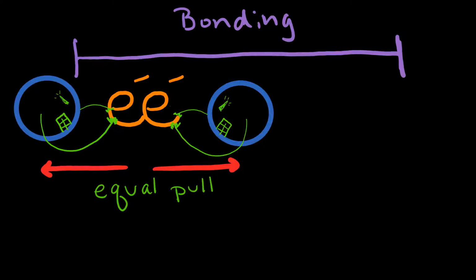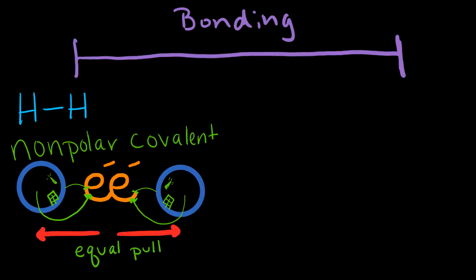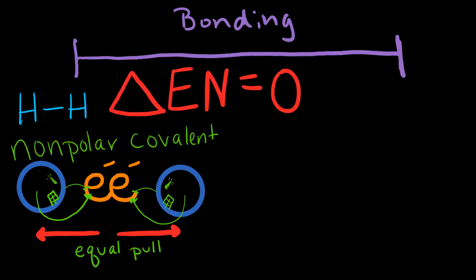Think of this in terms of a tug-of-war match. If both sides of the rope, electrons in our case, are being pulled with equal force, there's no net force in one direction or another. For a bond, this would mean that the electron density would be shared completely equally between the two nuclei. An example of this type of bond is H2, or elemental hydrogen. There's zero difference in electronegativity between two hydrogen atoms. Therefore, the electron density is shared equally between the two.